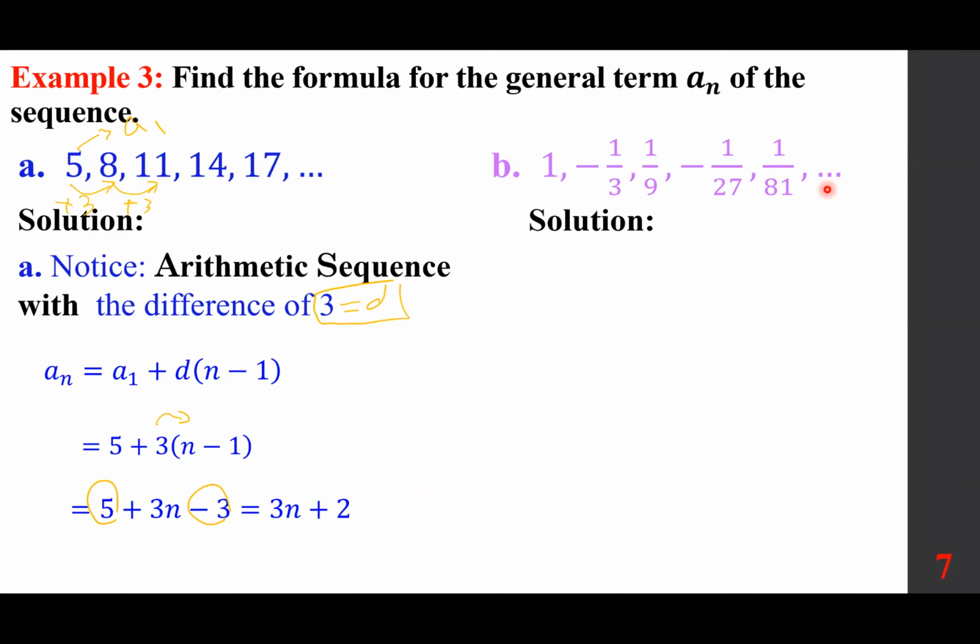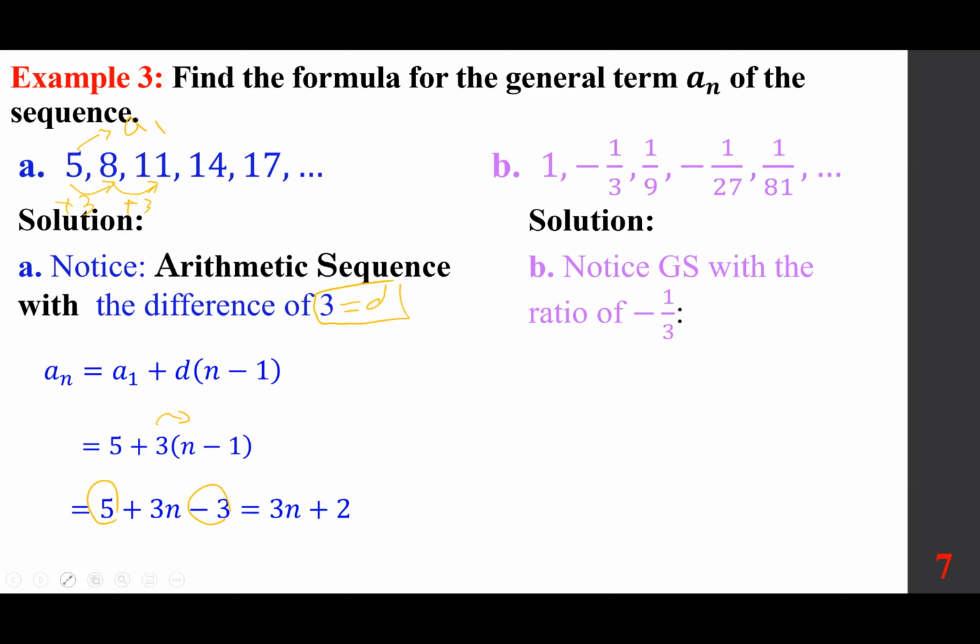It's multiplied by negative 1/3. The common ratio is negative 1/3, and this is a geometric sequence.